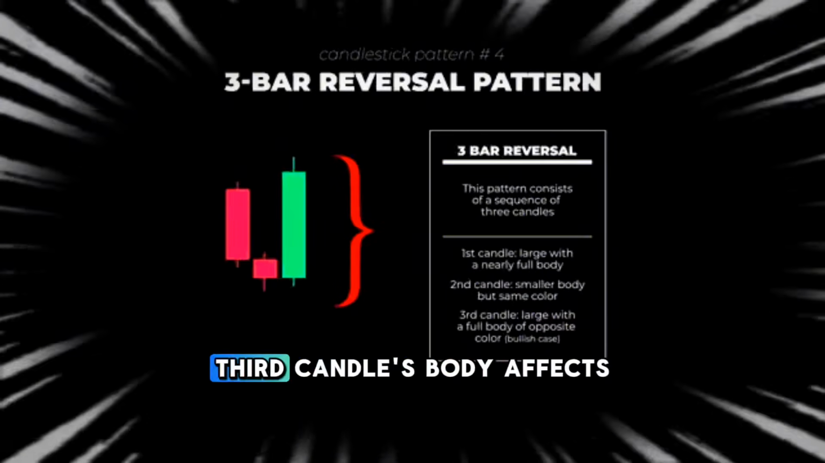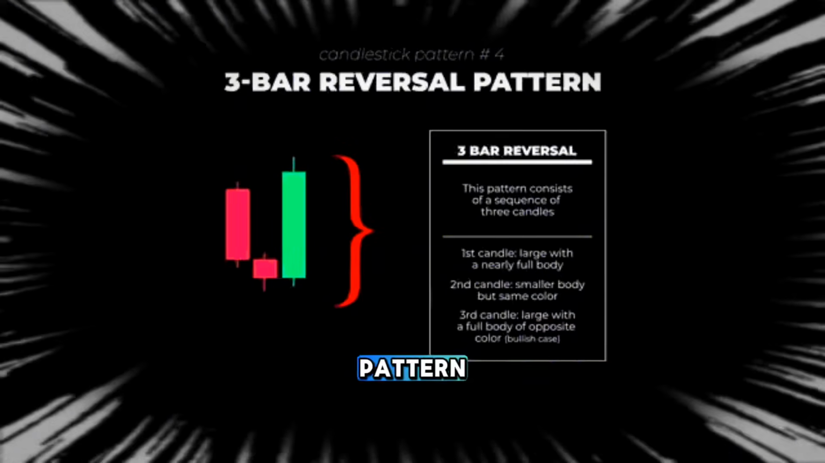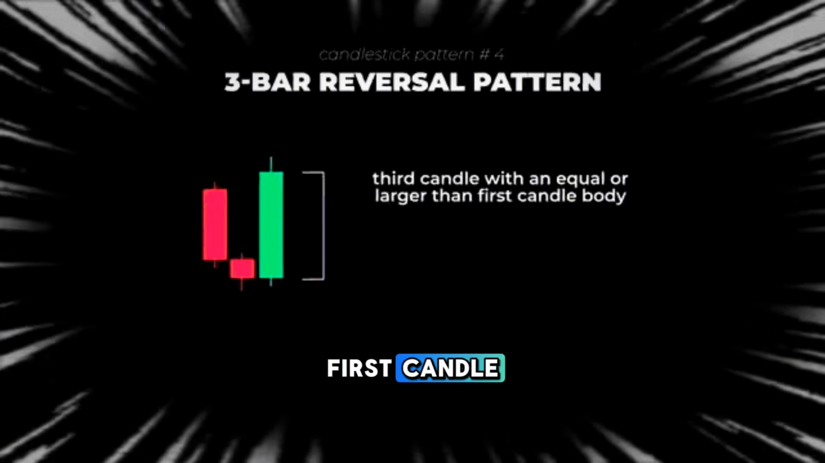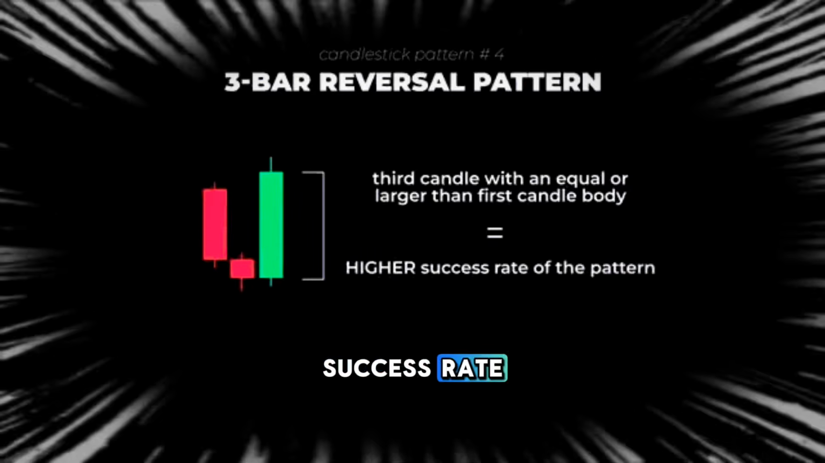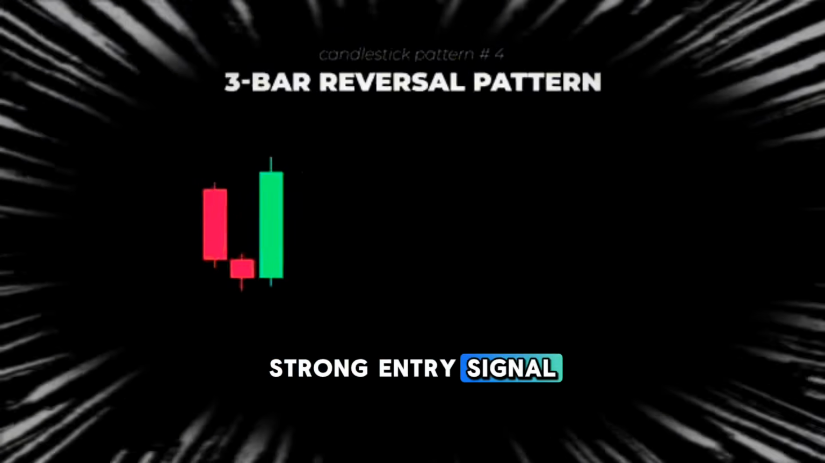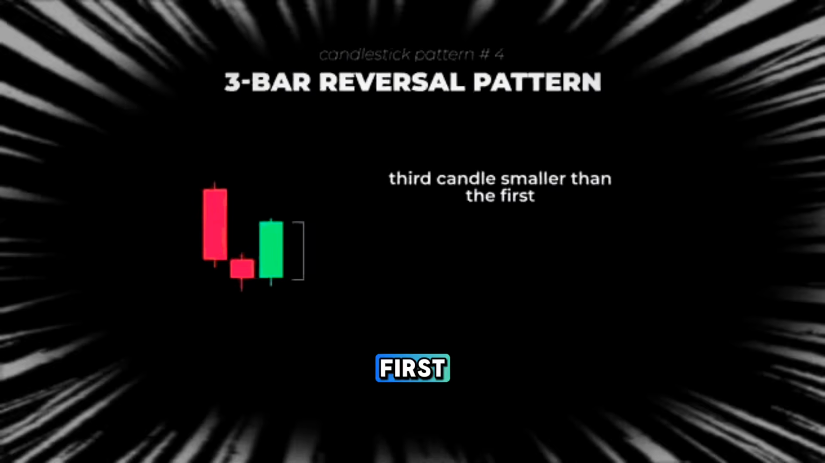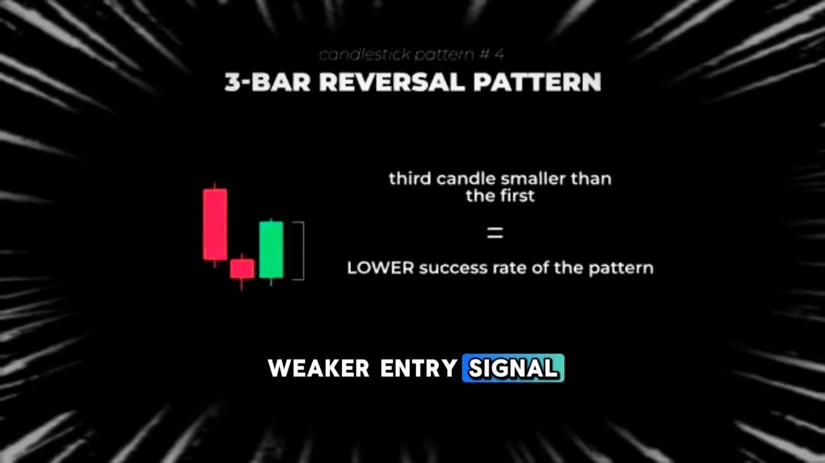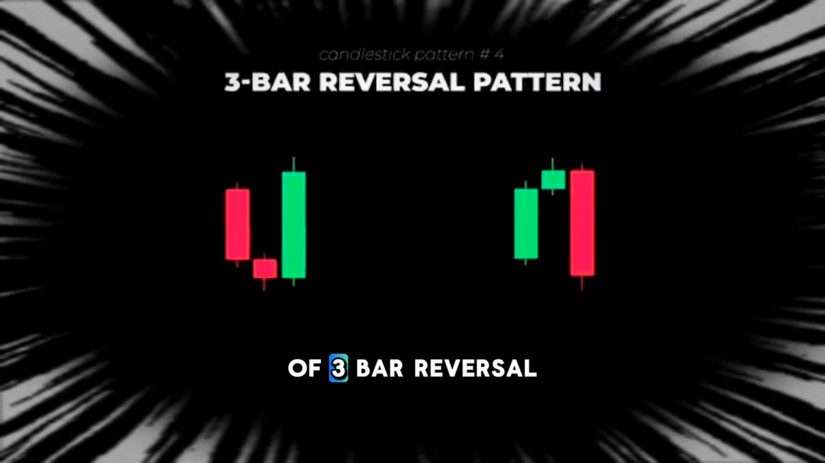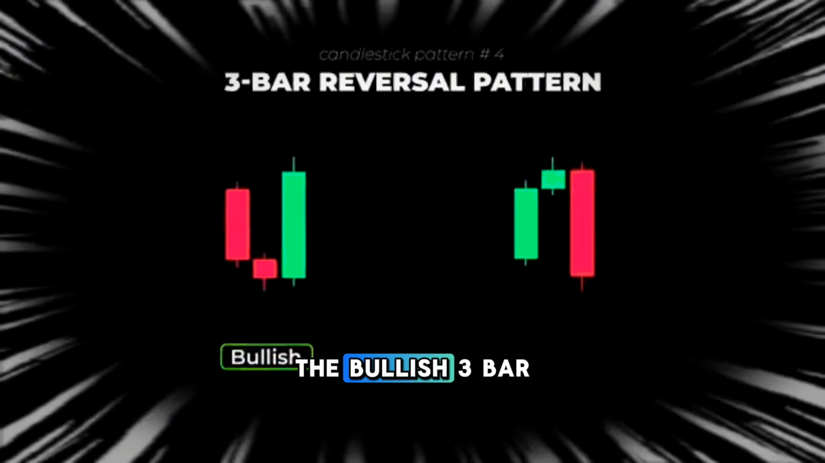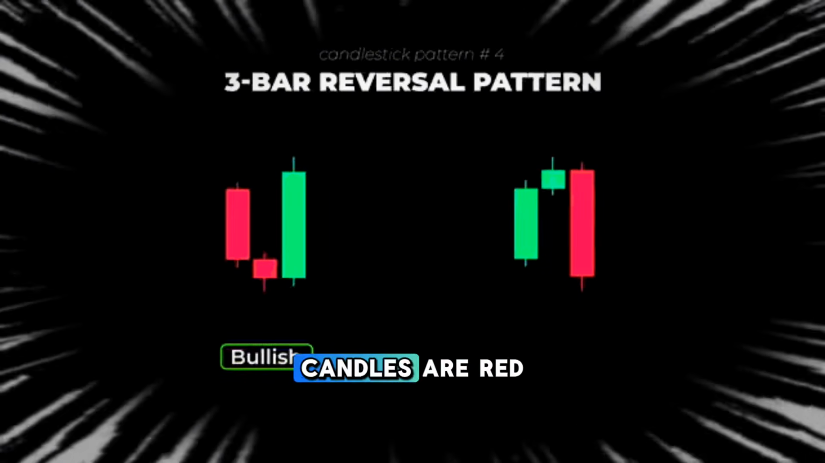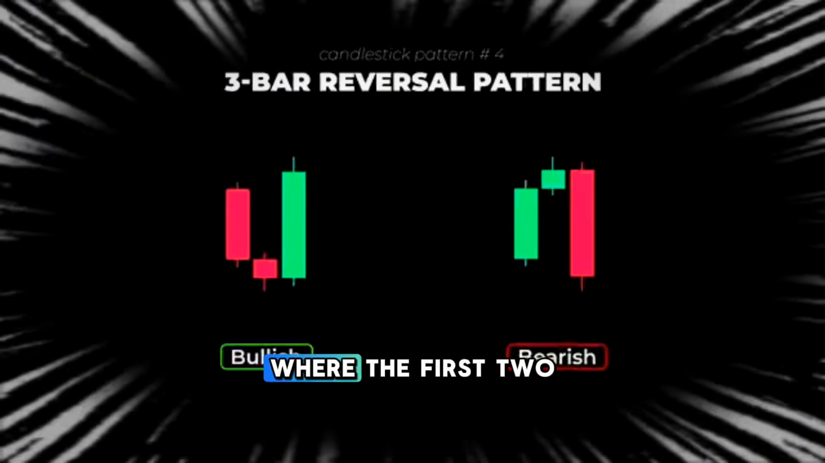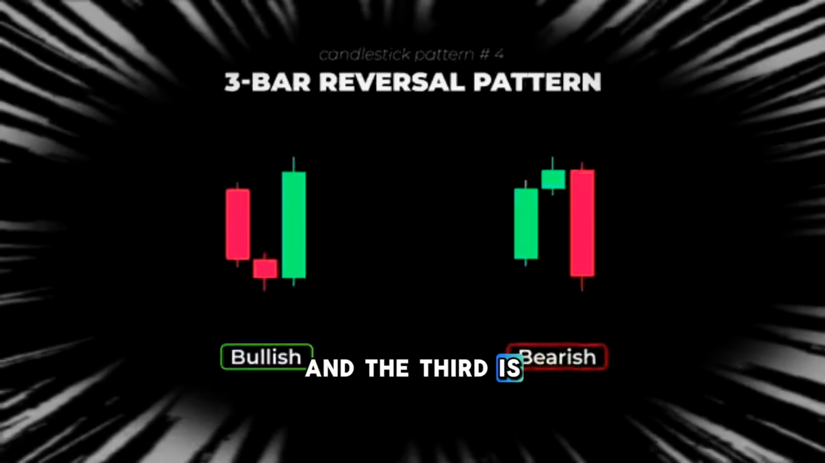The size of the third candle's body affects the success rate of this pattern. If the third candle's body is equal to or larger than the first candle, it suggests a higher success rate and is considered a strong entry signal. If the third candle is smaller than the first, this suggests a lower chance of success and is considered a weaker entry signal. There are 2 types of 3-bar reversal patterns. The bullish 3-bar reversal, where the first 2 candles are red and the third is green, and the bearish 3-bar reversal, where the first 2 candles are green and the third is red.